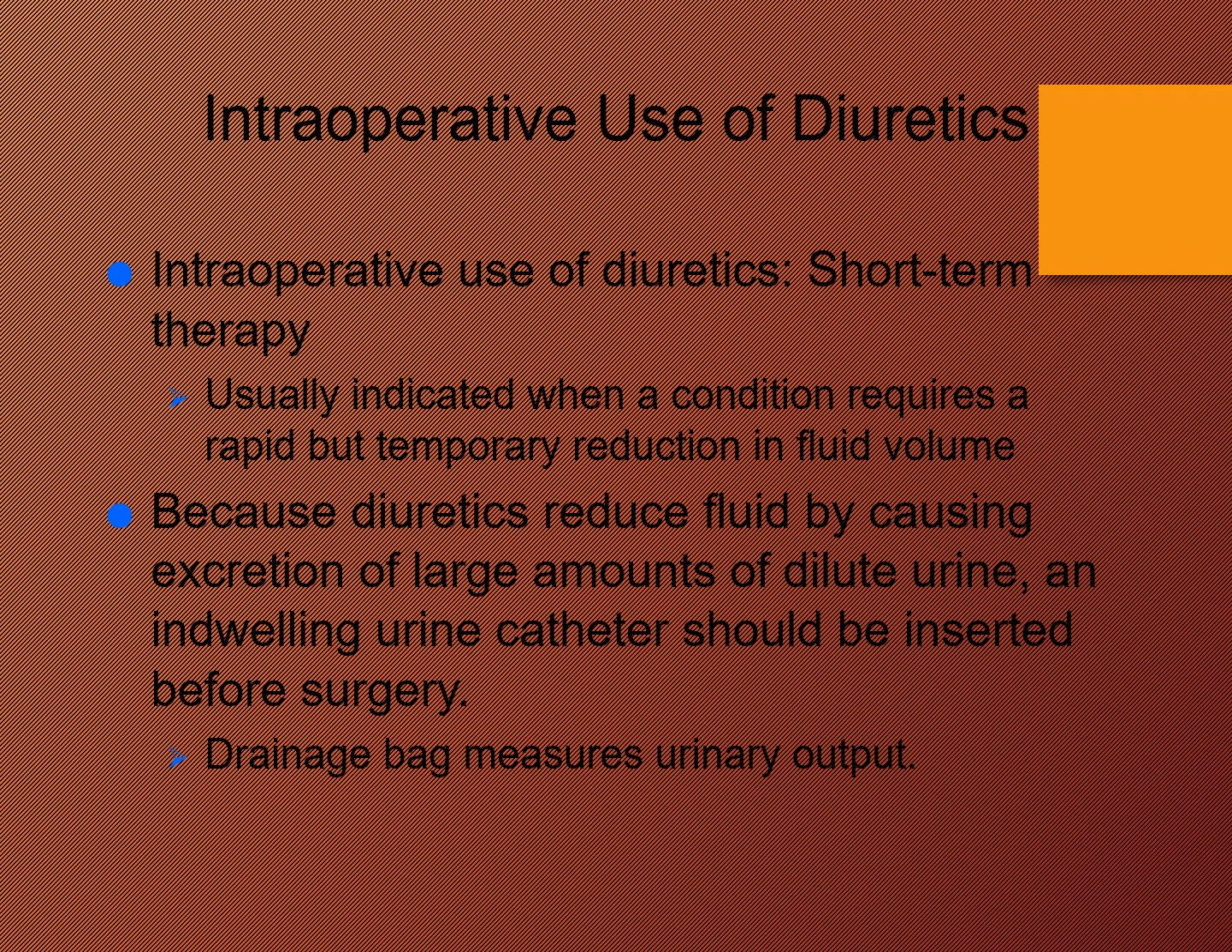So diuretics are rarely administered from the back table in surgery, but it's important for you guys to understand how the use of intraoperative diuretics affects the surgical patient. If we're using them during surgery, it's going to be short-term therapy. Maybe a condition is going to require a very quick but temporary reduction in fluid volume. With these patients, it's going to be really important that they have a Foley catheter in place because they will have a large excretion of urine. So it's important that that be put in place so they can measure through the drainage bag how much urine they're actually outputting.